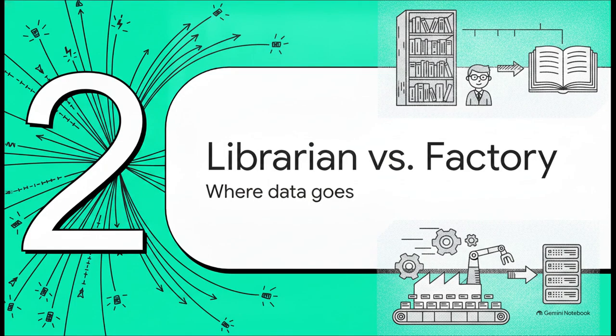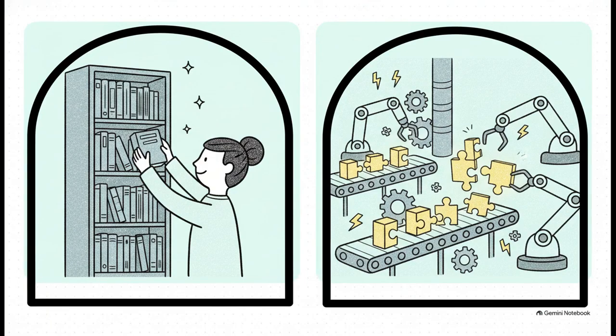Which brings us to part 2, the librarian versus the factory. So, where does this data actually go? When those flashes of light arrive at their destination, what happens next depends entirely on who exactly you're asking. There's a really stark contrast between the two main types of digital destinations. Think of door number 1 as the librarian, kind of like a traditional Google search. The librarian quickly matches your words against an existing, pre-read catalog.